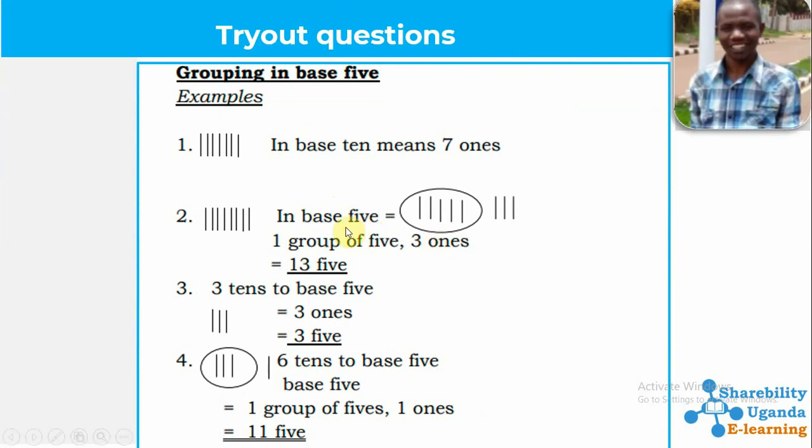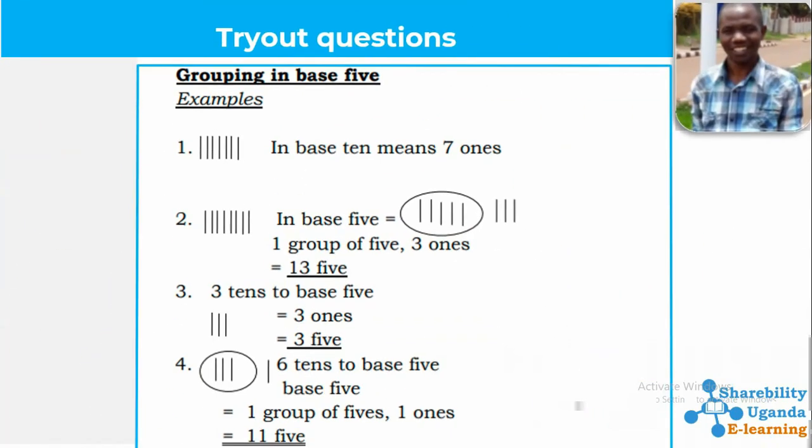So when you count these ones, we shall say in base 5, our group is 1, 2, 3, 4, 5, then we have a 3. We group our numbers which were 8 in 5s. When we group them in 5, we have another bunch which is remaining. That simply means we shall say one group of 5s, then 3 ones. So in writing our number here, we shall say it is 13 in base 5.